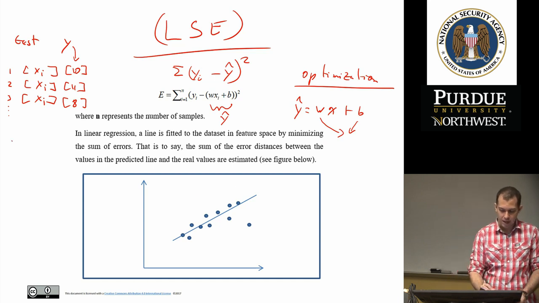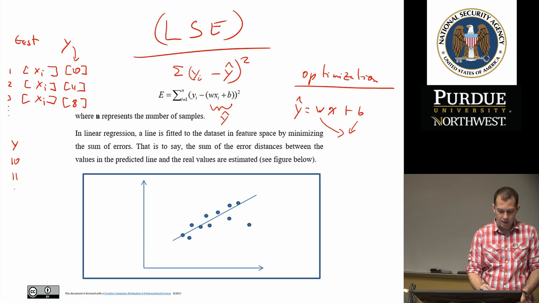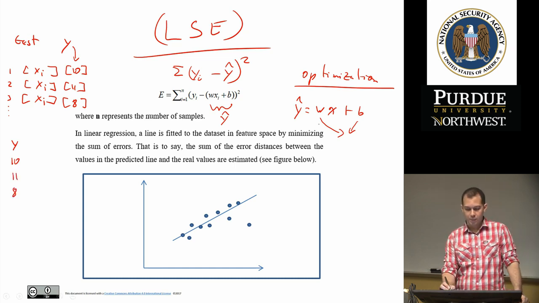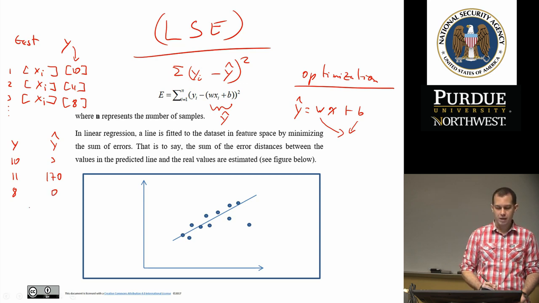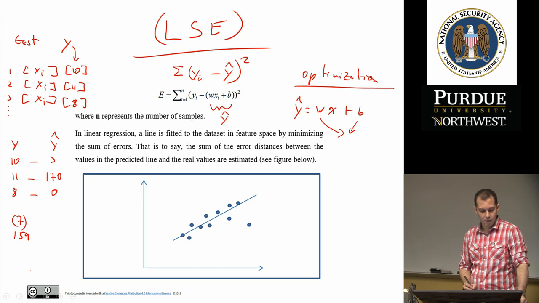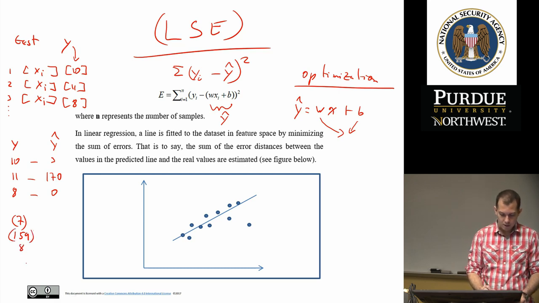So for instance, let's say that the values here for y are 10, 11, and 8. Now we pick at random some values for w and b, and then we plug in the same x, and now we get a y hat that is like 3, 17, or 170. We take the difference between these three values, and they're going to be pretty large. So they're going to be, let's call it 7, and then this one's really high, like 159. And then the other one is 8. So those are the differences.